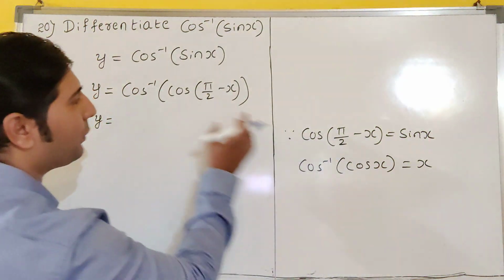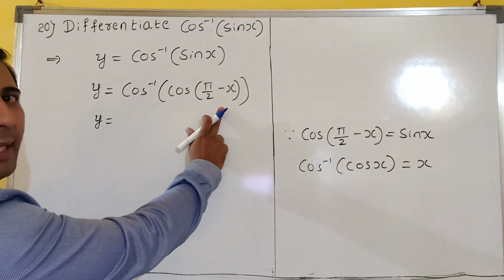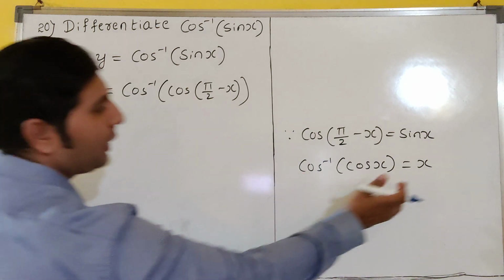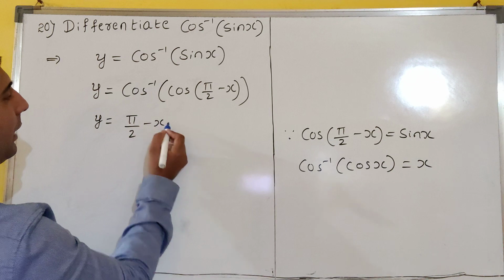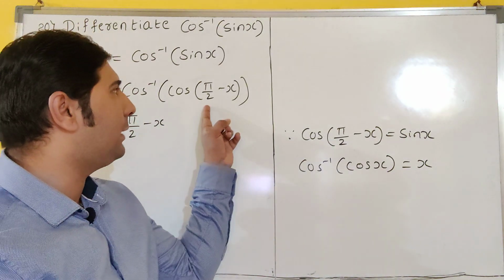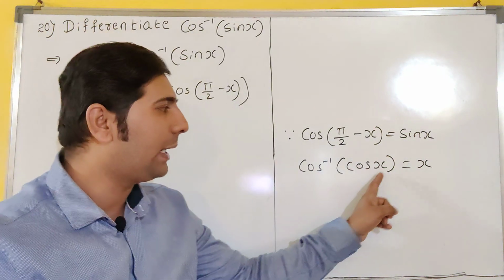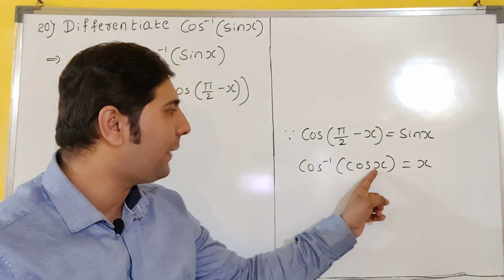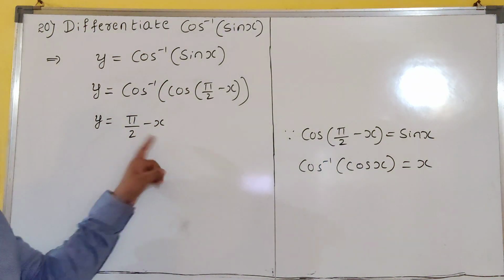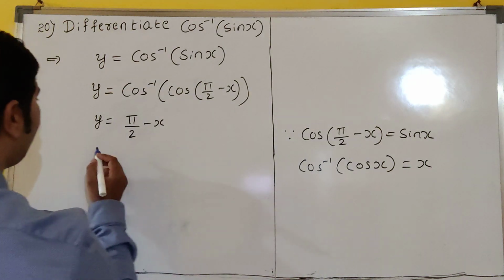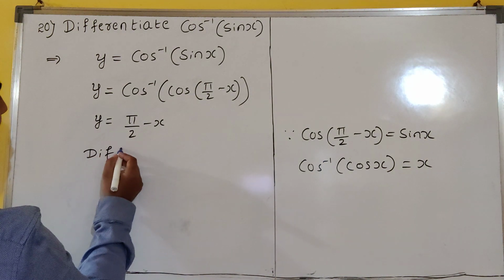In the place of x, what is it here? Pi by 2 minus x. You have to write it as what? Answer is what? Pi by 2 minus x. Because in place of x is pi by 2 minus x. You will get answer as x, no? In place of x, what is it here? Pi by 2 minus x. So pi by 2 minus x you will get. Clear? So now differentiate this.